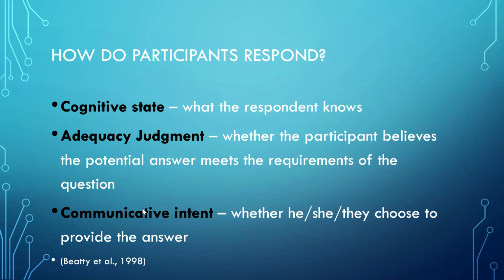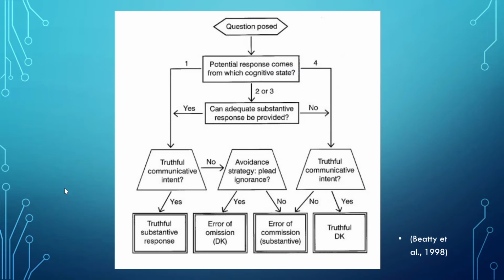Now the next one is communicative intent. Whether the respondent believes they have enough knowledge to provide the answer or whether they choose to respond at all. Social desirability may be part of this. If someone asks me about how often I drink, I may not want to report the exact amount, especially if it's rather high. When I was pregnant with each of my kids, for every visit, they would always ask me how much I drink or smoke per week, if at all.